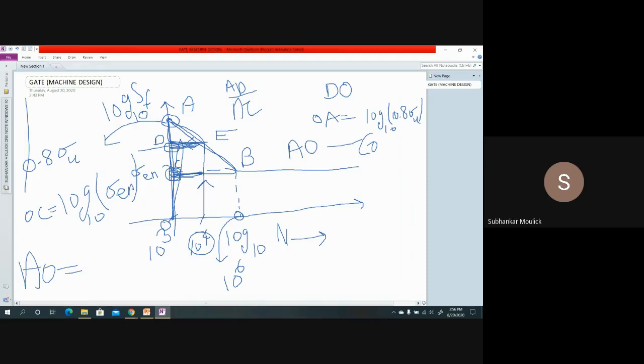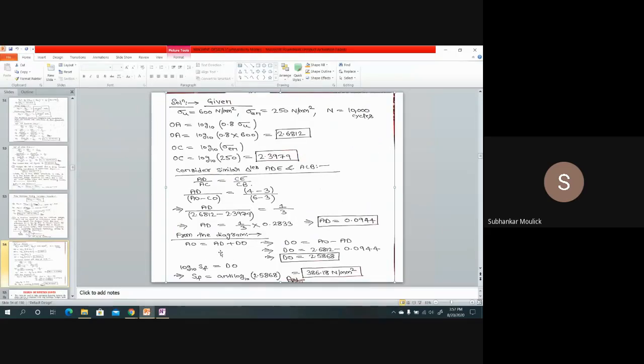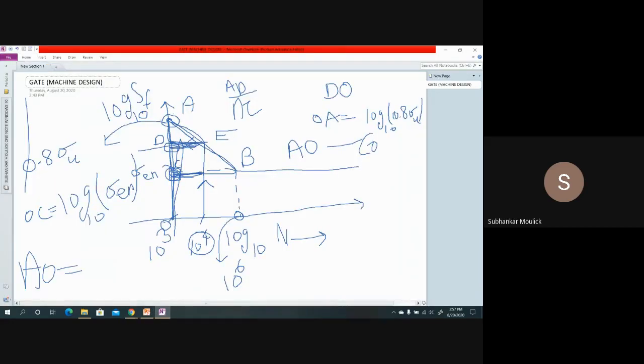So I can write AO is equal to AD plus DO, so I can write DO as AO minus AD. AO I already have, that is this one, minus AD, which we have just calculated, 0.0994. Just subtract it and you will get the value of DO.